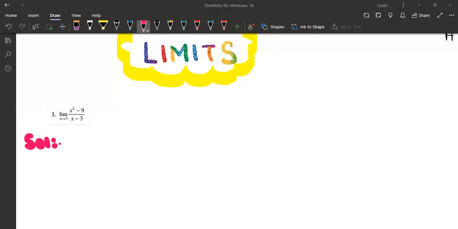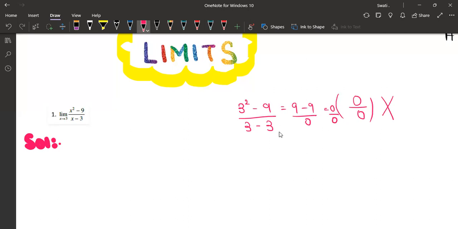The very first thing that I want to tell you here is that you should not get a 0 by 0 form. What is the meaning of this 0 by 0 form? Because this is an indeterminate form. You cannot simplify like this. For example, this value of x that is going towards 3, if you put it directly in the place of x, this will become 3 square minus 9 and denominator also 3 minus 3. 3 square is 9, 9 minus 9 is 0, and 3 minus 3 is 0. So 0 by 0. This is an indeterminate form.